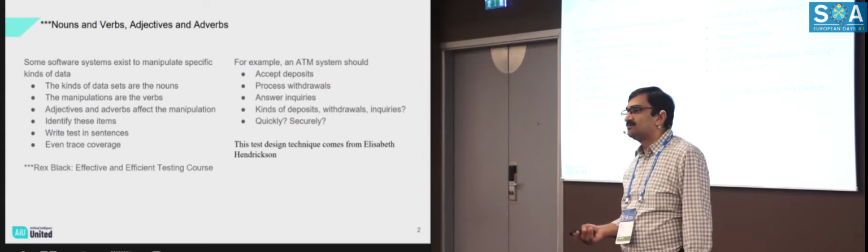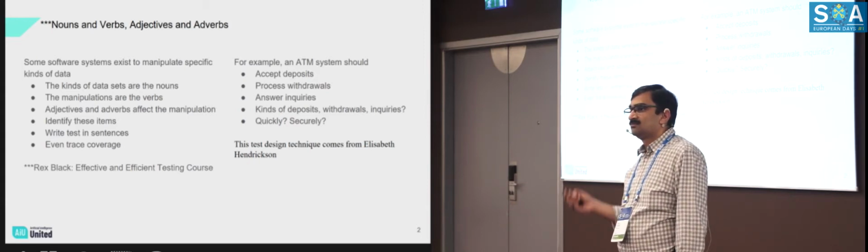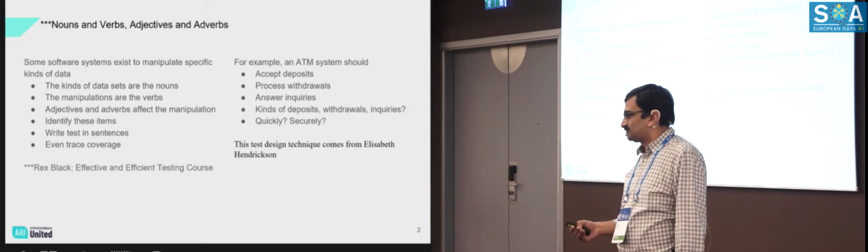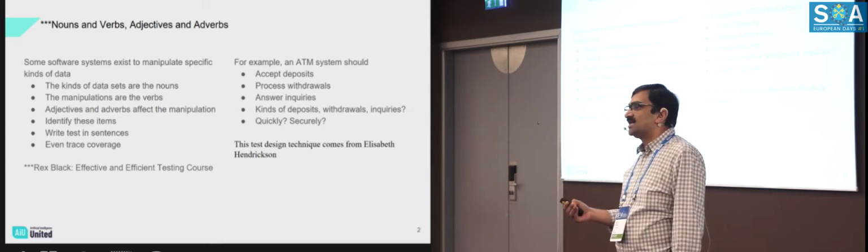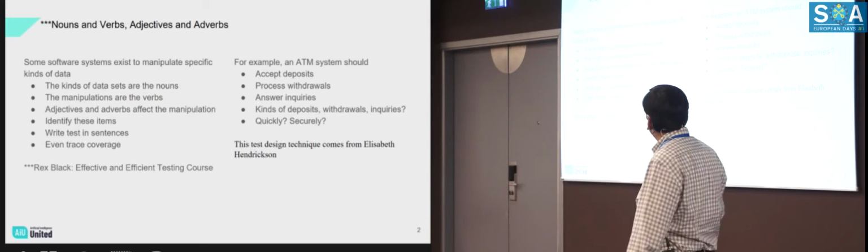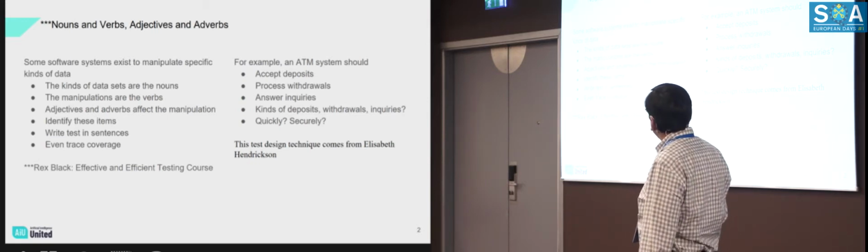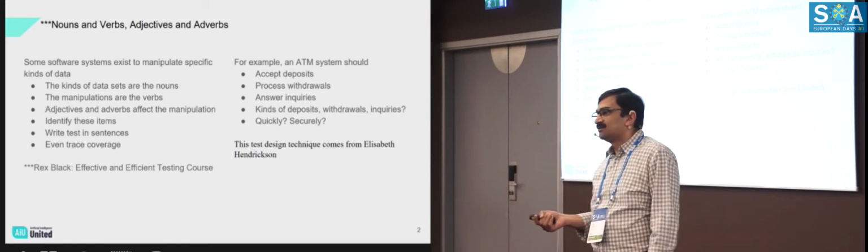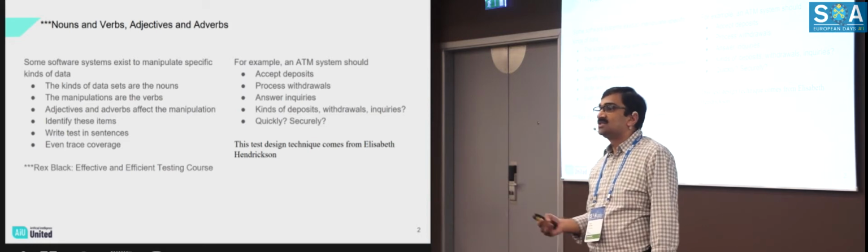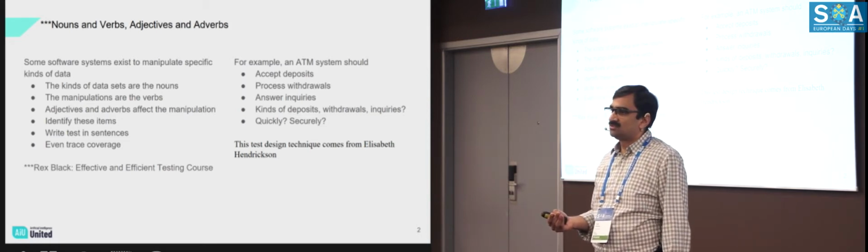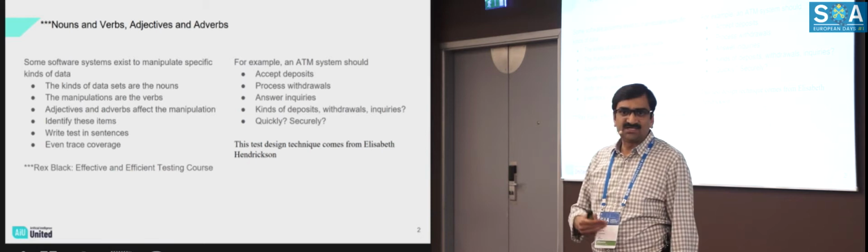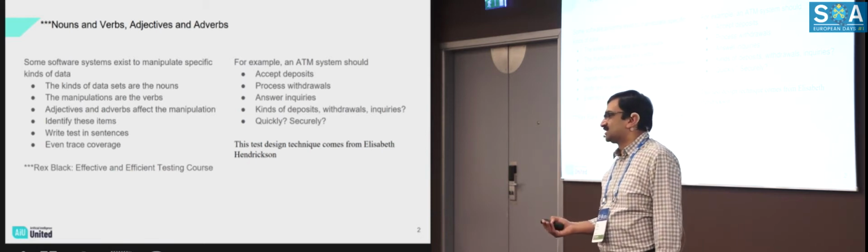There are a lot of different types of deposits. Every type of deposit forms one more test case. So it's an adjective. Similarly, how is the acceptance or withdrawal happening? Fast, secure, these are adverbs. So if you identify adjectives and adverbs, you get more test cases.